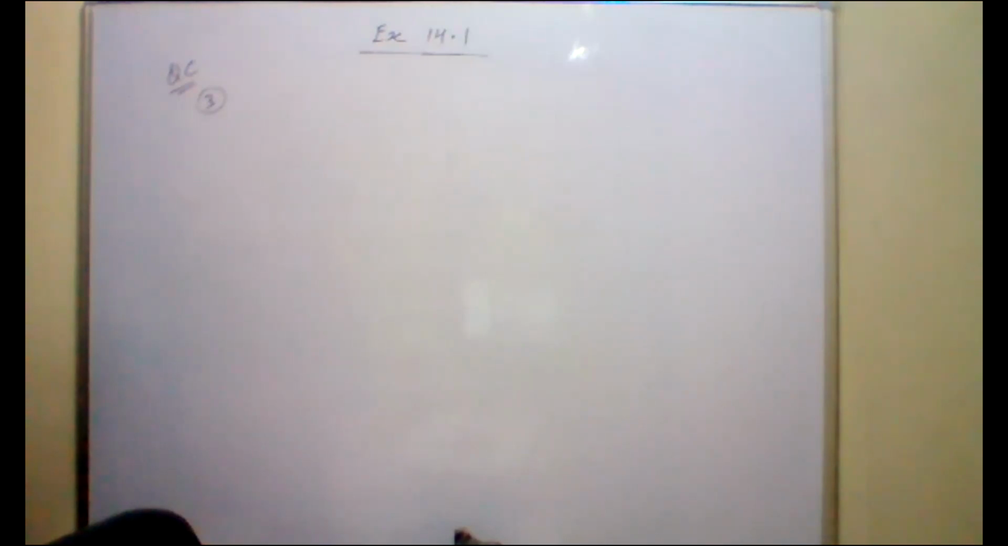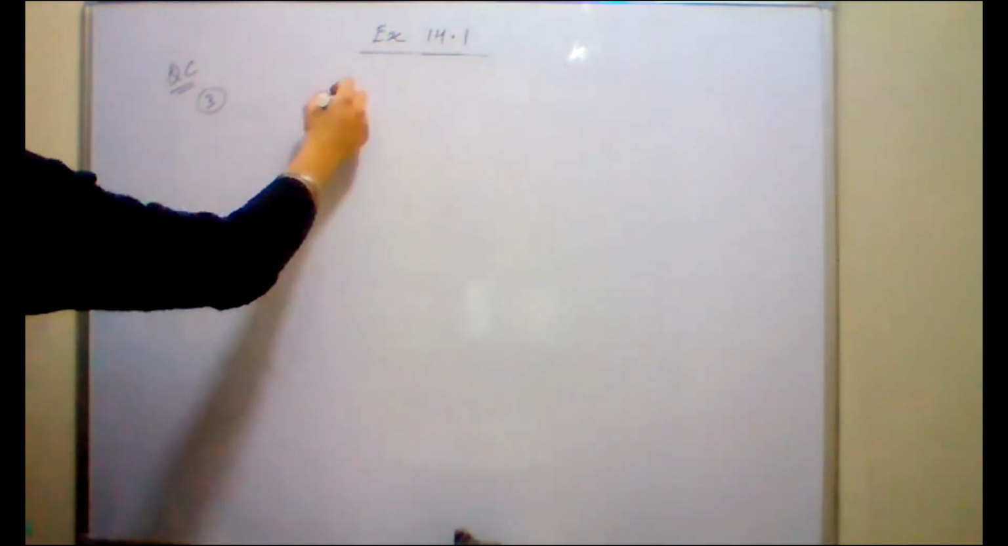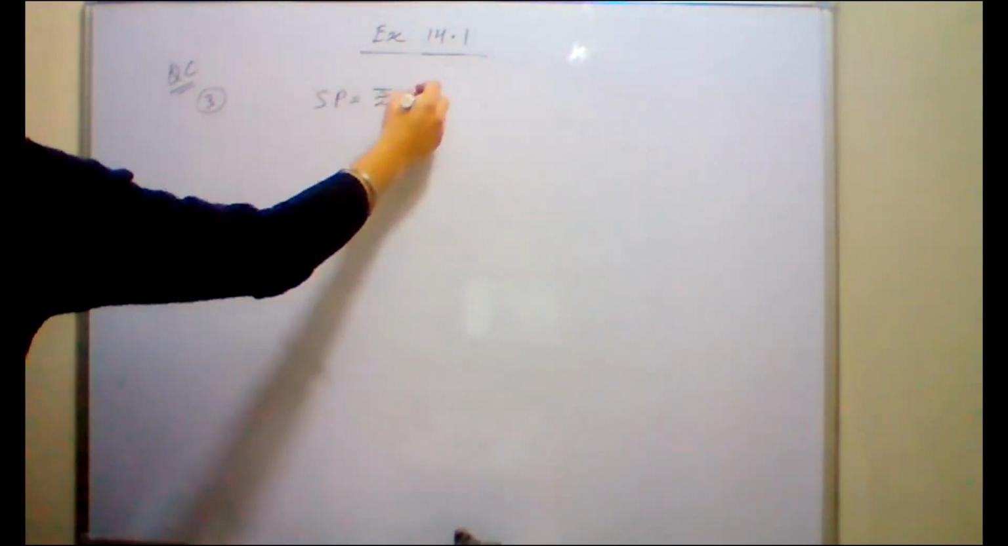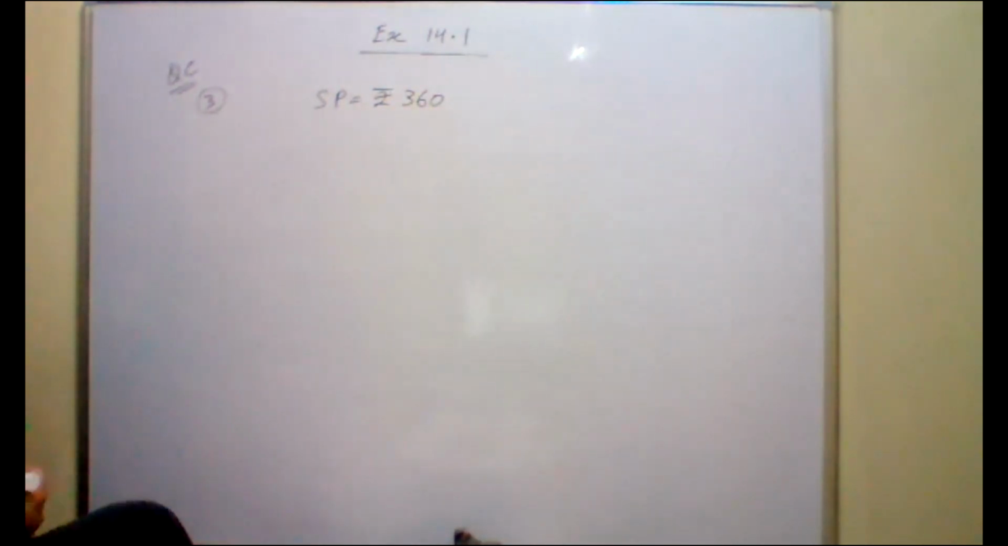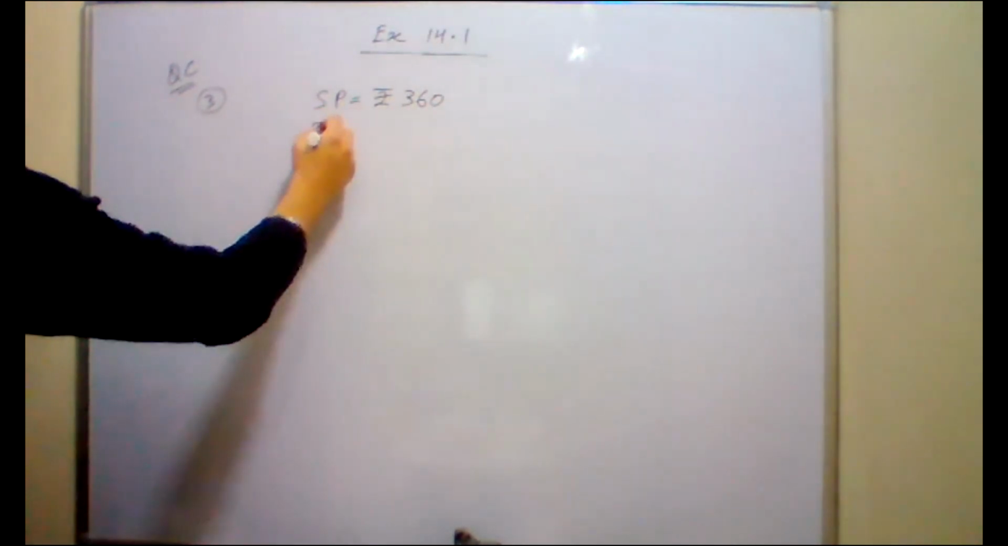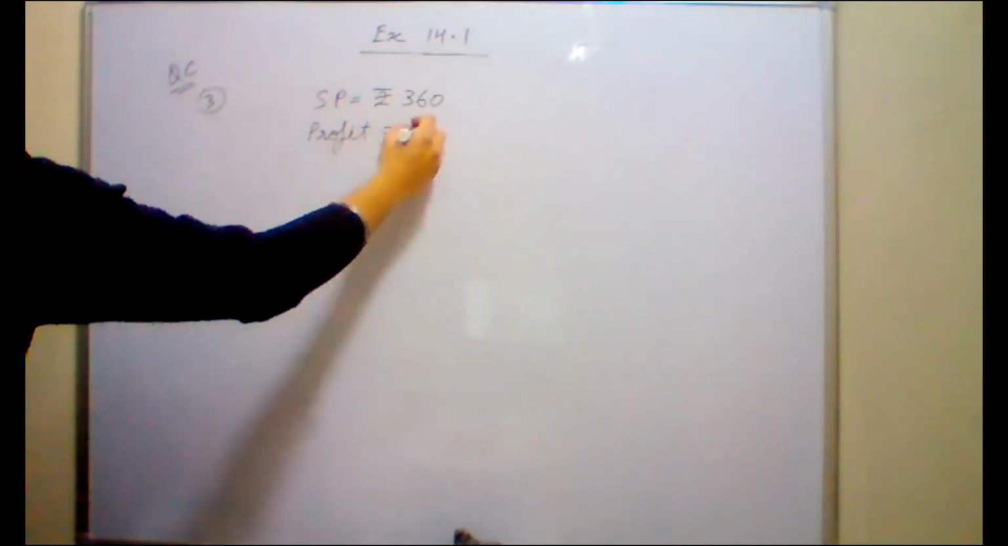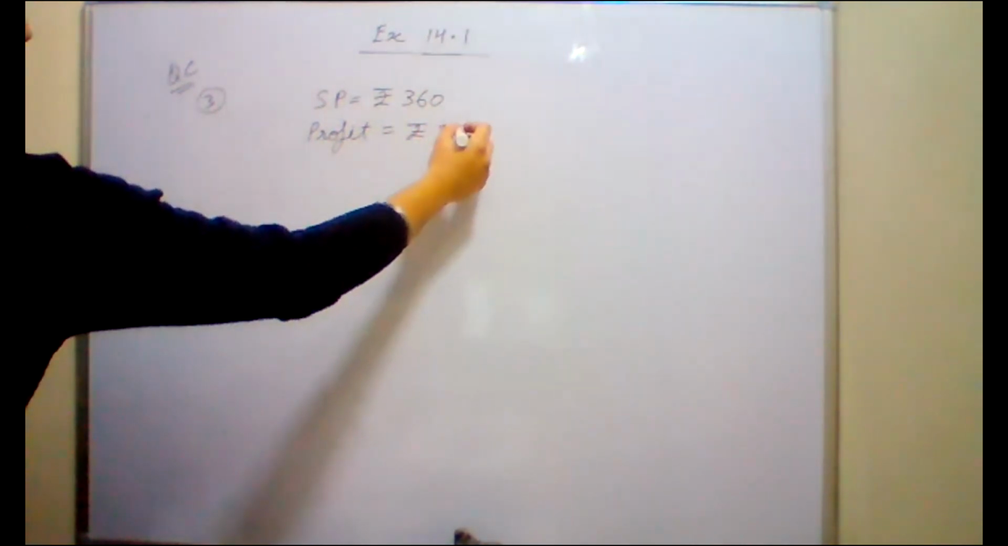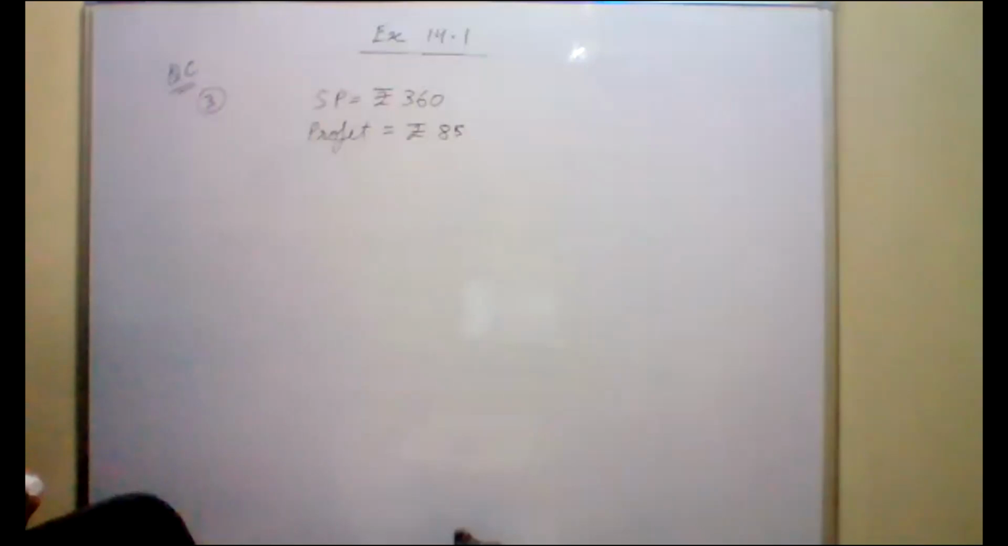A shopkeeper sold a book for rupees 360 and made a profit of 85. Nahin beta, the answer is not 445. I'm doing it on the board. Sold it for 360. That means selling price is given, rupees 360. He sold it for rupees 360 and made a profit of, what is the profit given? Profit is of 85. So you have to find the cost price in this case. What is his cost price?